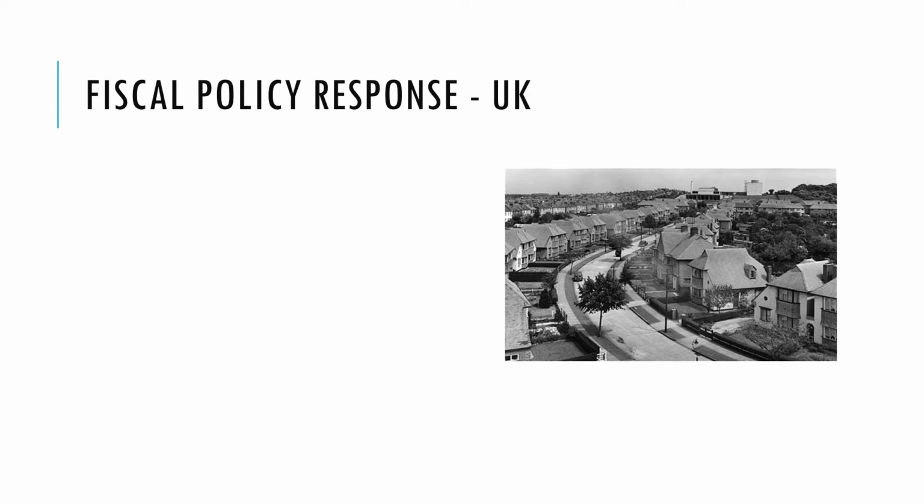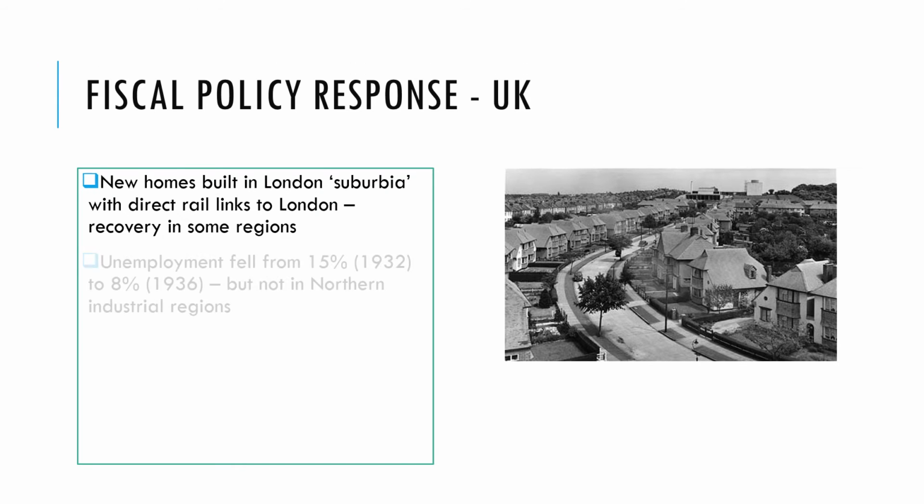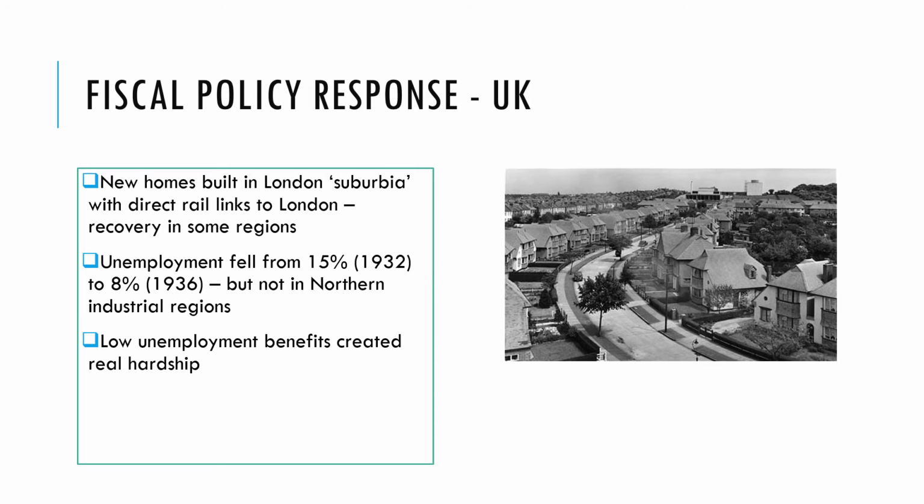So let's have a look in the UK. What was the fiscal response? Well, they did a lot of house building in London and in around the suburbs. As a result, unemployment fell, but not in all regions. Again, the policy response perhaps in the UK wasn't as significant, so still low unemployment benefits, which did create some real hardship for some members of the population. Towards the late 1930s, again, as the Second World War approached and the country spent more money on weapons and arms, that did have an impact boosting GDP.